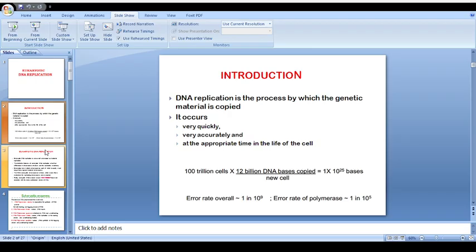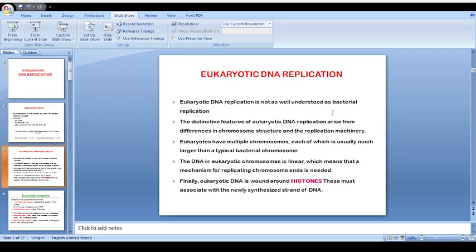First we would like to know what are all the processes, step by step, in eukaryotic replication. Eukaryotic replication is not as easy as bacterial replication. The distinctive feature of eukaryotic replication arises from the differences in the chromosome structure as well as the enzymes and proteins that are associated with the process of replication.